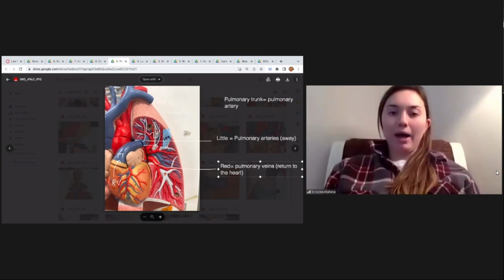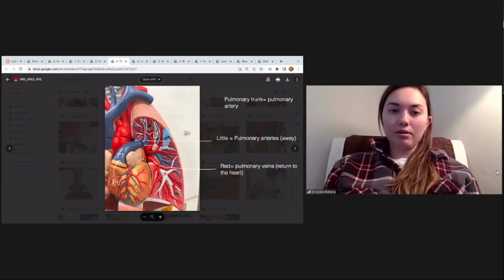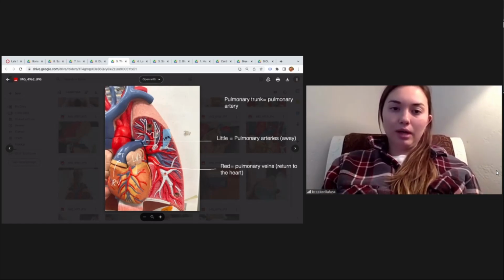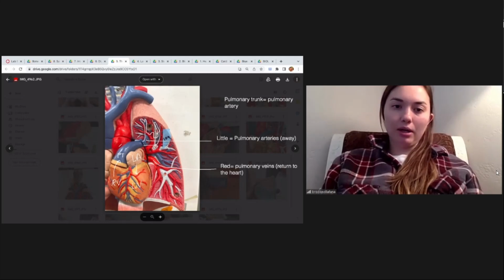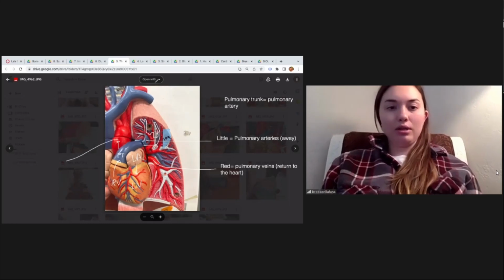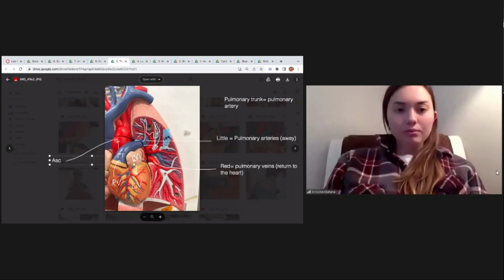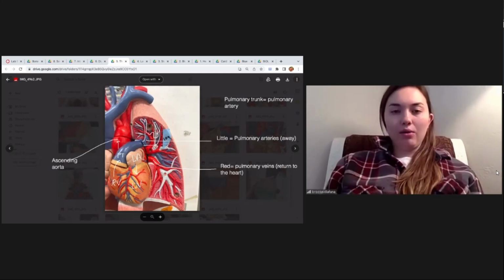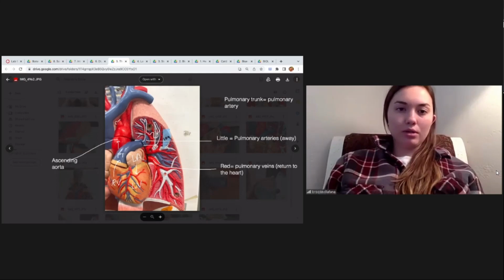So they're coming back to that left atrium. They're bringing that oxygenated blood flowing down into the left ventricle, and then it pumps that blood out here into the aorta. So we have our ascending aorta, and then the aortic arch, which branches 3 times, the first into the brachiocephalic trunk.